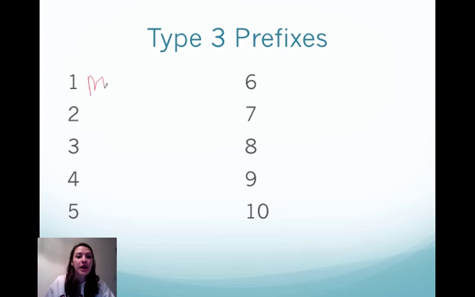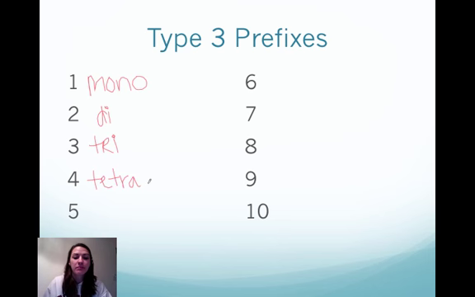One is mono. Two is di. Three, tri, like a tricycle or a triangle. Four is tetra, and if you know the game Tetris, they're all groups of four blocks. Tetra is four. Five, penta, like the pentagon, five-sided. Six is going to be hexa, like a hexagon. Seven is hepta, so that one's a little bit unusual, so you want to make sure that you remember that.